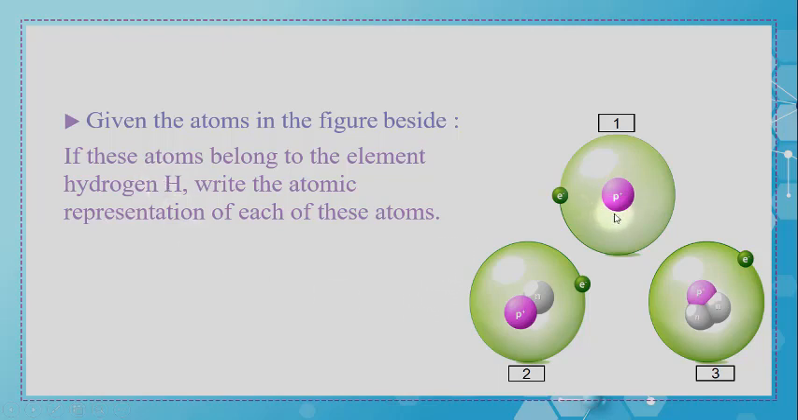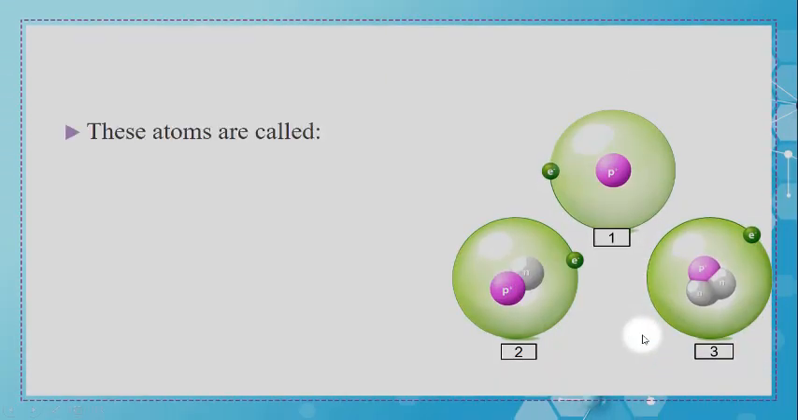For atom 1, H11. For atom 2, H12. 1 is the number of protons, Z. 2 is the number of nucleons, or the mass number A. For atom 3, it is H13. These atoms are called isotopes.